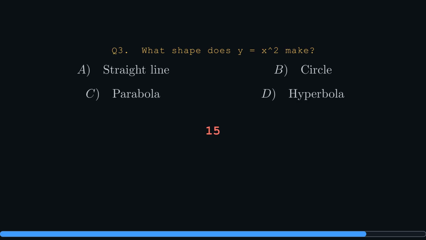Question 3. What shape does the graph of y = x² make? The answer is C, a parabola.